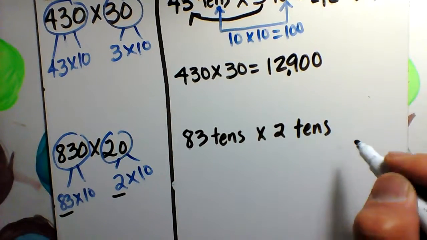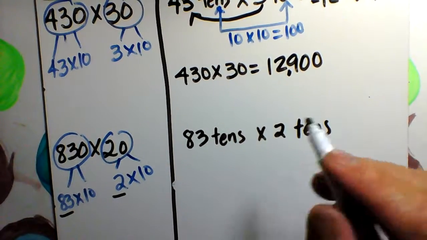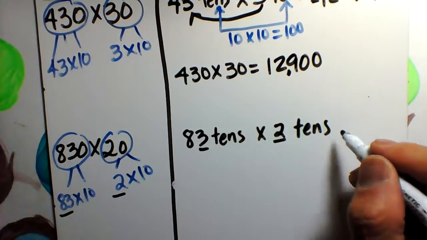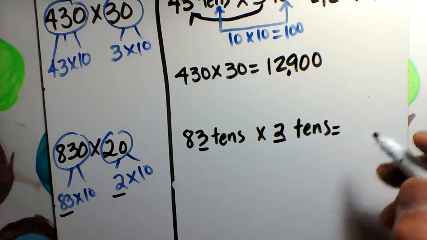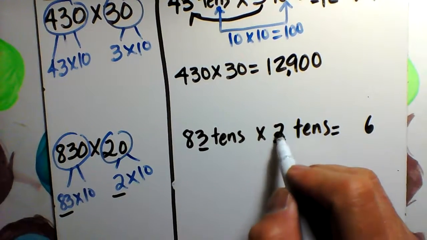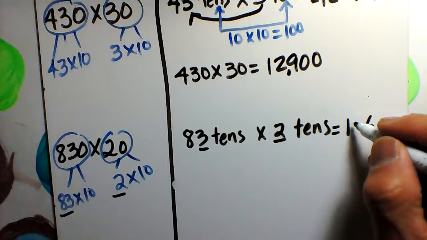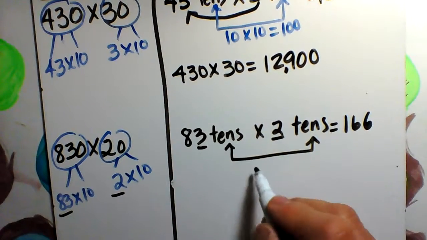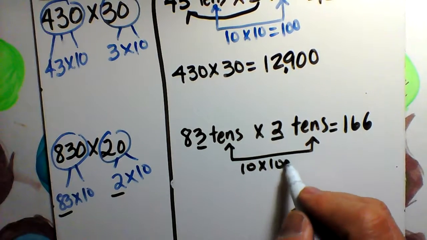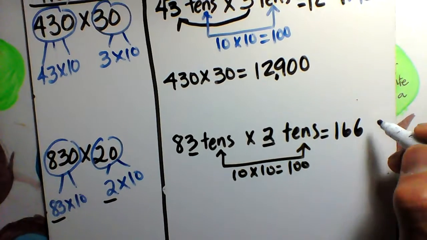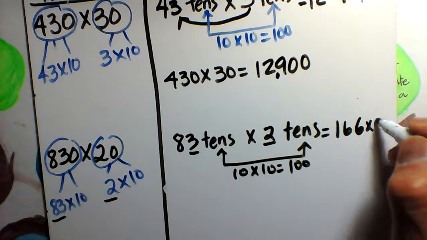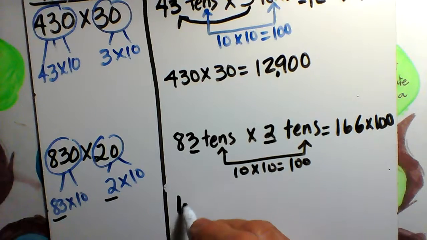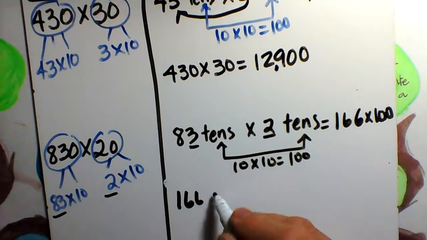And do you see how the multiplication simplifies? That way you only have to multiply this. 2 times 3 equals 6. So I'm going to write the answer here. And 2 times 8 equals 16. Now you got to multiply 10 times 10. That will equal 100. So that means times 100. Or in other words, you can write it like this as well: 166 hundredths.